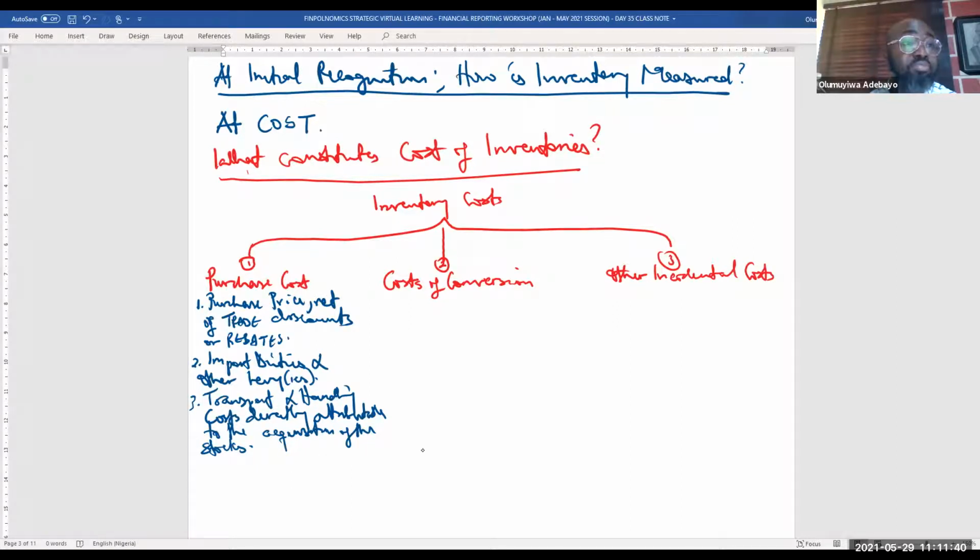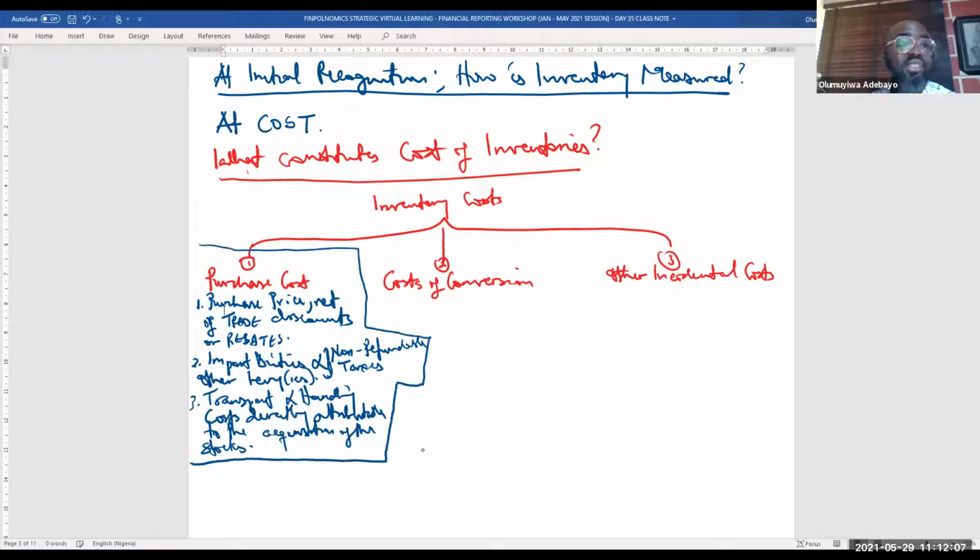Okay, now take note. In this aspect of import duties and other levies or taxes, these are considered non-refundable taxes. They are considered what? Non-refundable what? Taxes. When we consider all of this, we are able to determine in aggregation our purchase costs.